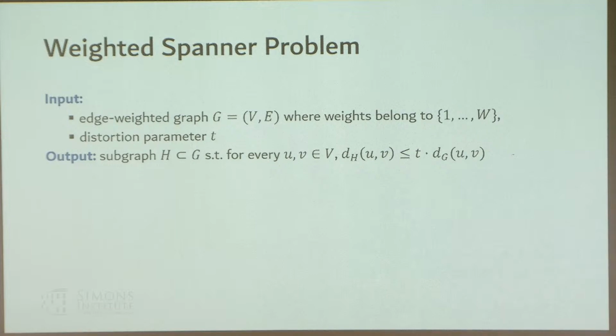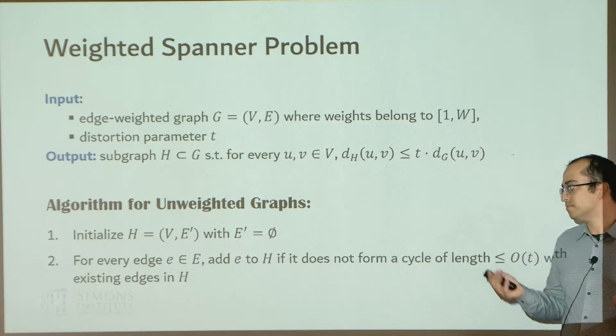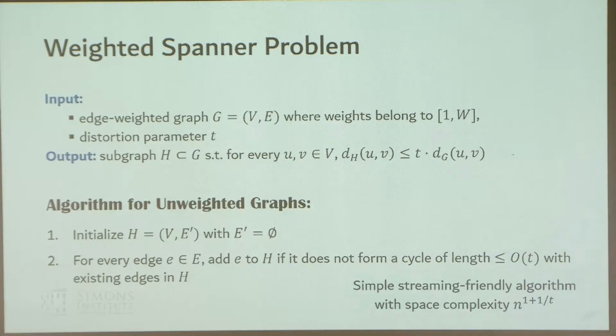OK. For the unweighted case, there is a very simple greedy algorithm. We start with an empty graph and just go over the edges one by one and add an edge to the spanner if it doesn't form a cycle of length order T. It's a very simple and also a streaming-friendly algorithm, and its space complexity is n to the 1 plus 1 over T.